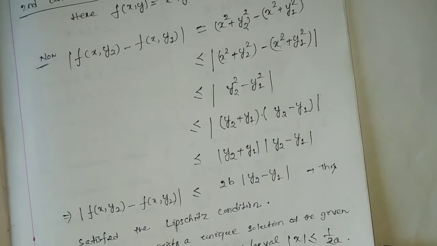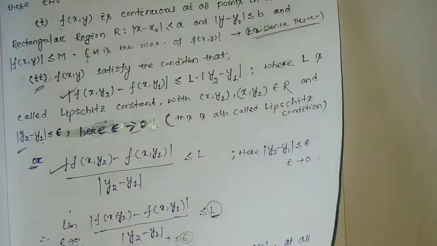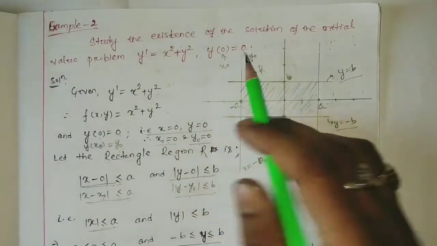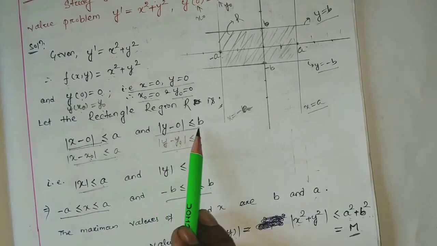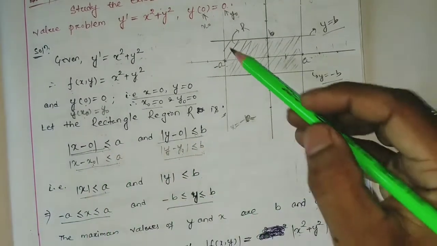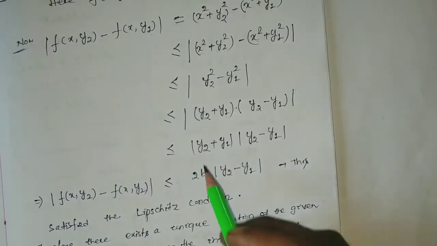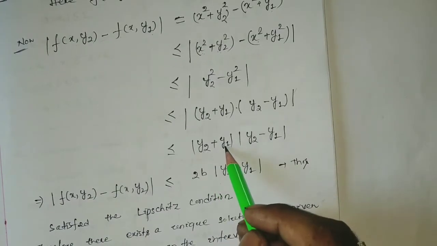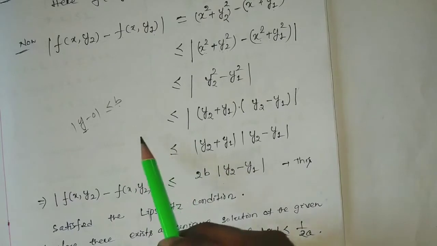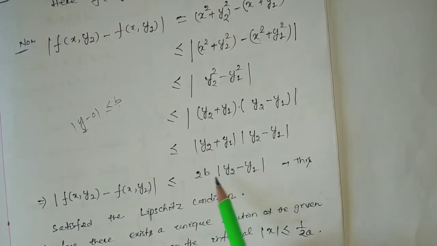And after all, if we consider the y2 and y1 values, what are we going to get? You can see that in this question no range has been given. You may remember, if the range is not given, then mod y is considered less than or equal to some constant b, and mod x less than or equal to a, to draw the rectangle. So here y is less than or equal to b. If we consider the maximum value of y itself, then this will be b and this will be b, because mod of y minus 0 is less than or equal to b, so the maximum value of y is b. Then if y2 is b and y1 is b, the value will be 2b into y2 minus y1.